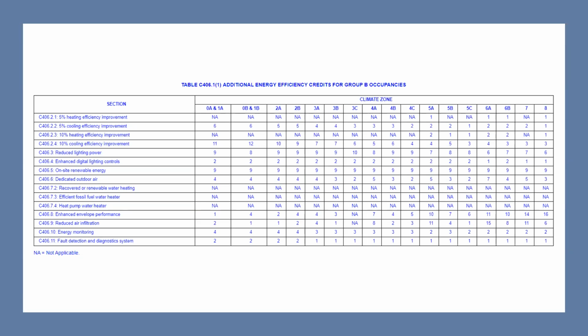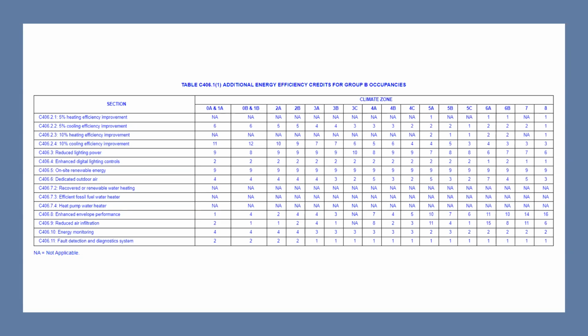This is another enhancement to try to get buildings more energy efficient, without demanding certain things. It's giving owners and designers the option to say, there's a whole list of options, pick from these, but at the end of the day, you've got to have 10 points total. Some of these, as you see, if you're in climate zone 0 or 1, or even 0 or 1A or 1B, if you did a 10% cooling efficiency improvement, you've already got 11 or 12 points and you're done.